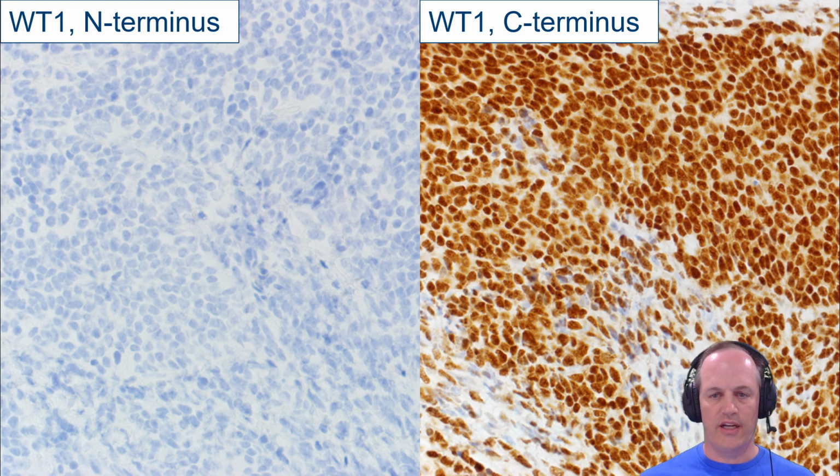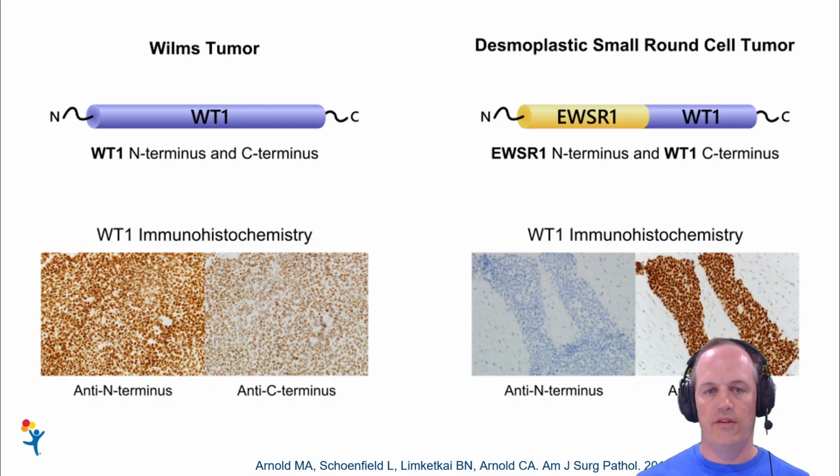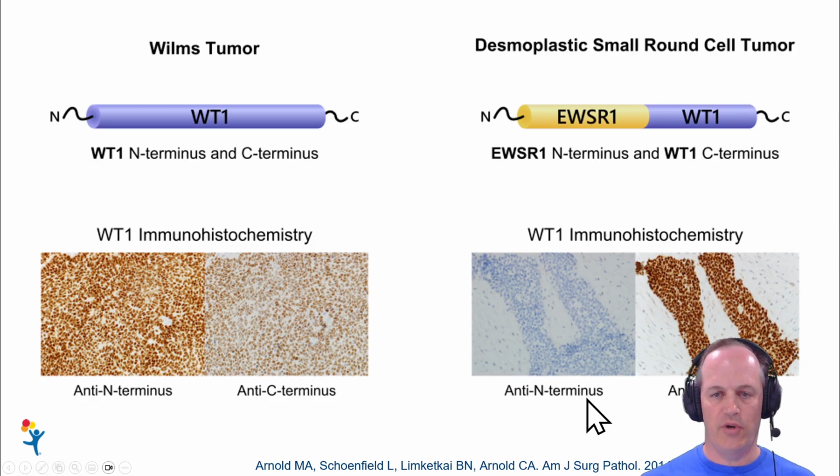Now, this is the antibody I love but can't do anymore because nobody sells the N-terminus antibody anymore. But desmoplastic small round cell tumor was really nice to differentiate from the other things with just these two antibodies because only the carboxy terminal antibody is reactive, and that's because that EWSR1-WT1 fusion only includes the carboxy terminus, so only that terminus is positive by immunohistochemistry. But nobody makes this antibody anymore, unfortunately.